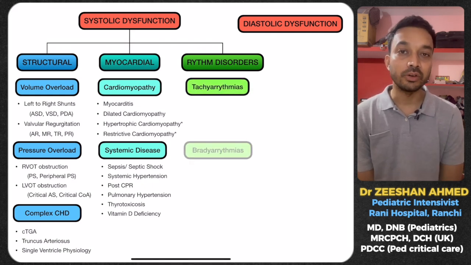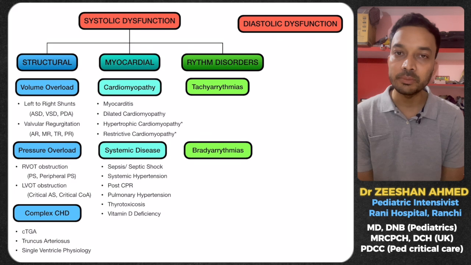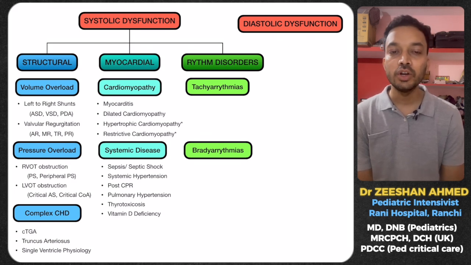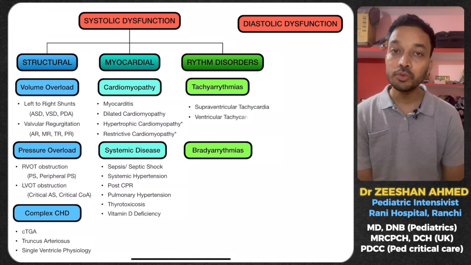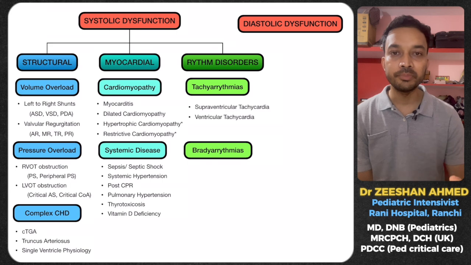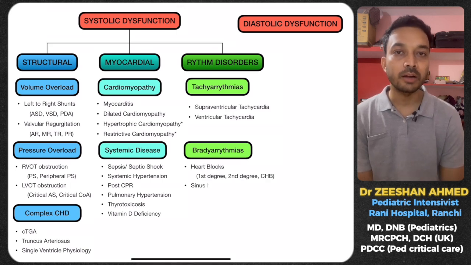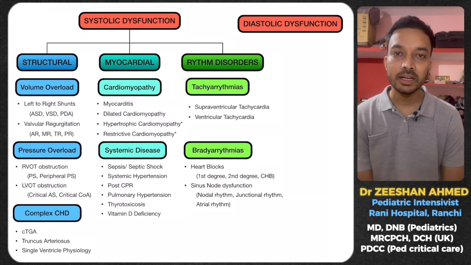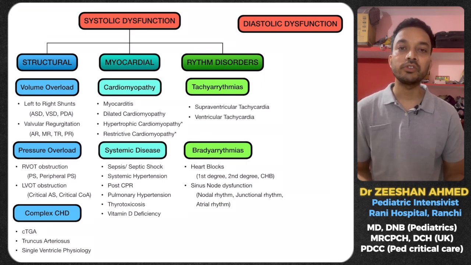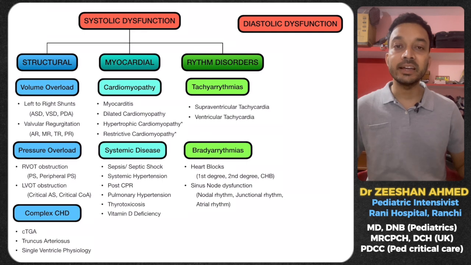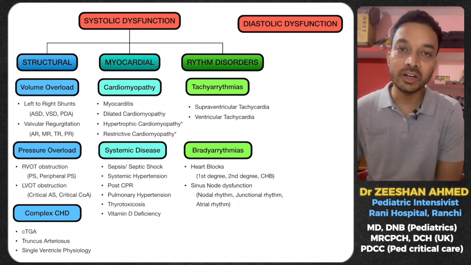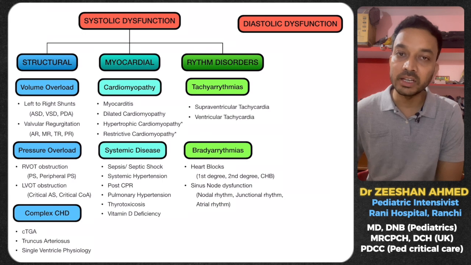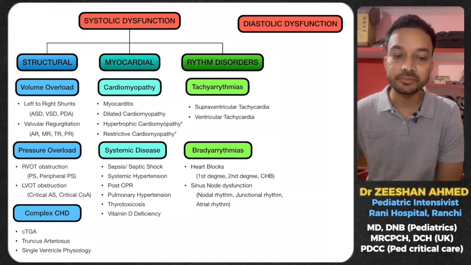Coming next to the rhythm disorders, we know that dysrhythmias or arrhythmias can be classified into tachyarrhythmias and bradyarrhythmias. So amongst tachyarrhythmias, supraventricular tachycardias and ventricular tachycardias can lead to heart failure. And among bradyarrhythmias, any kind of heart block, the primary, secondary or complete heart block, and any rhythm apart from the sinus node. That is any sinus node dysfunction where the rhythm of the heart is taken over by some other tissue like the AV node or the nodal rhythm, like the junctional rhythm or the atrial rhythm where the signal originates from the atrial musculature.